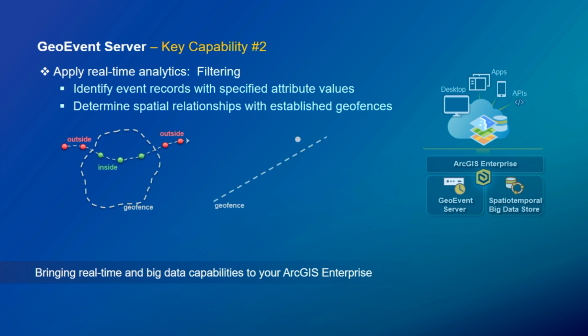It's also important to notice that geofences don't necessarily have to be polygons. Geofences could be points, they could be lines. Sometimes it's a challenge to think of geofences as non-polygon features, but that's certainly a way that we tend to use them. GeoEvent also supports all of the spatial relationships that you would expect from a GIS. So we can do things like disjoint, crosses, intersects, inside, outside, enters, exits, that sort of thing.